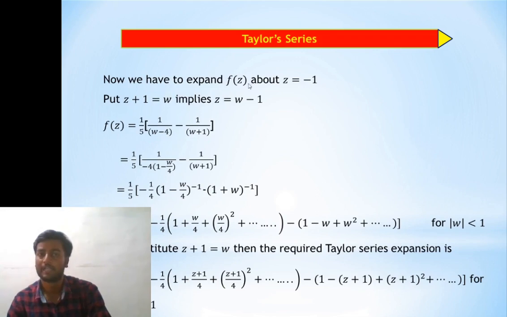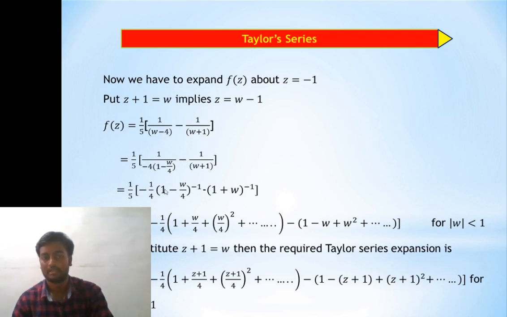Now we have to expand f of z about z equal to minus 1. So that means z plus 1 equal to w, which implies z can be written as w minus 1. Now f of z is 1 by z into 1 by (w minus 4), w plus 1. So we have expansions of 1 by 1 minus z or 1 by 1 plus z. I am taking minus 4 as common, then 1 by minus w by 4, and here is 1 plus w. So then it is 1 by 5 into minus 1 by 4.